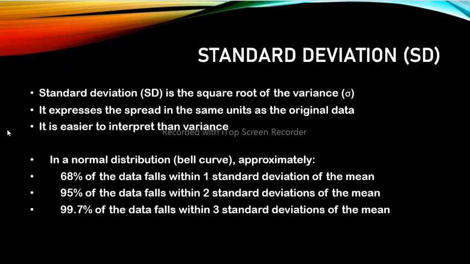This transformation takes us back to the original units of the data, making it easier to understand and compare spread across different datasets because it considers the same units as the data. Standard deviation tells us how much, on average, the data points deviate from the mean in the original units, such as centimeters, dollars, etc. Standard deviation is generally the preferred measure of spread due to its interpretability.